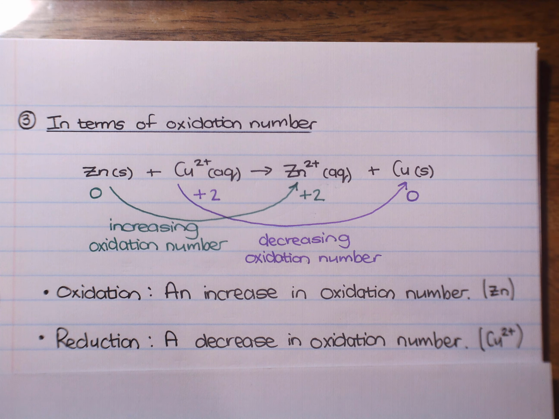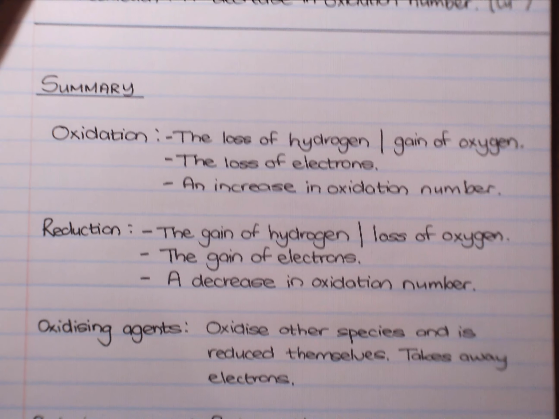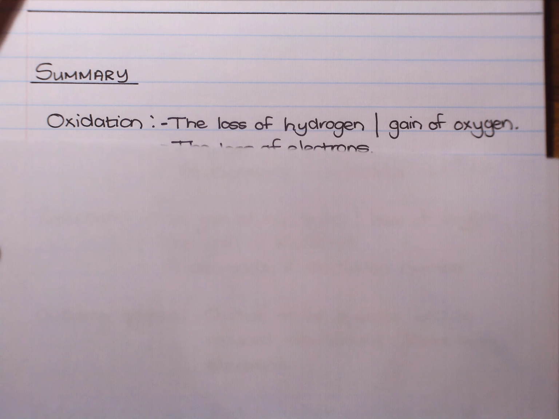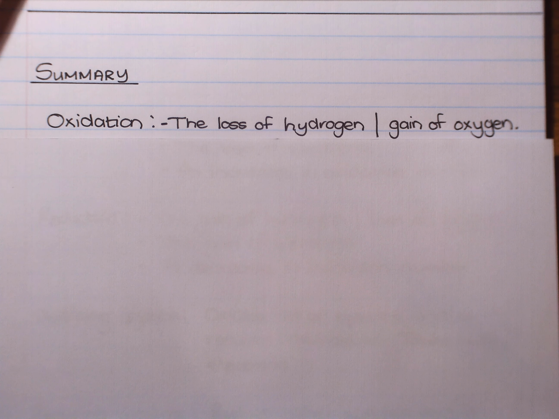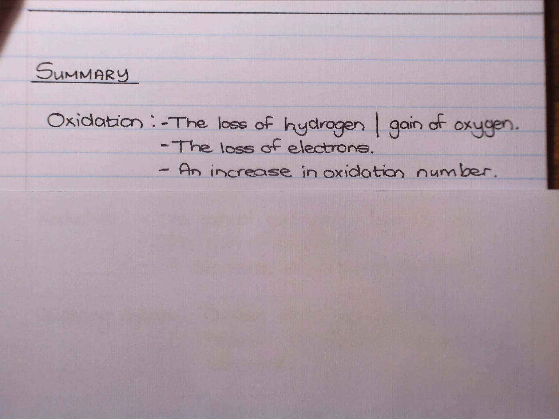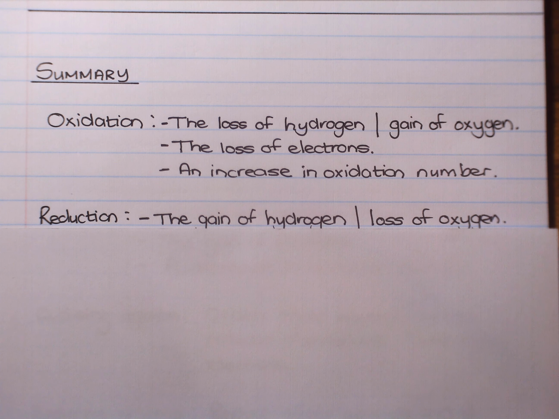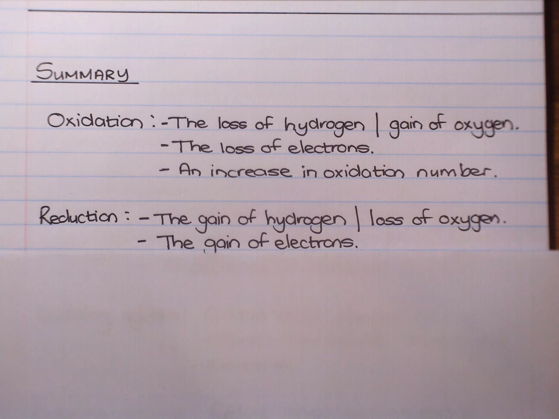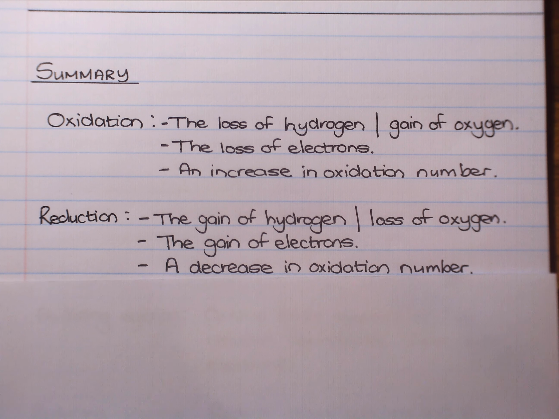In summary, we thus have 3 definitions for oxidation and reduction. Oxidation can be defined as the loss of hydrogen or the gain of oxygen. It can also be defined as the loss of electrons or an increase in oxidation number. Reduction can be defined as the gain of hydrogen or the loss of oxygen, the gain of electrons, or a decrease in oxidation number. We also get the terms oxidizing and reducing agent.